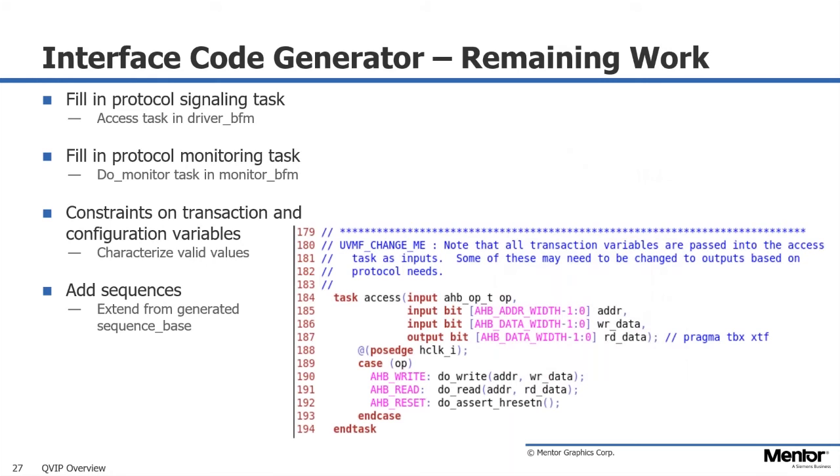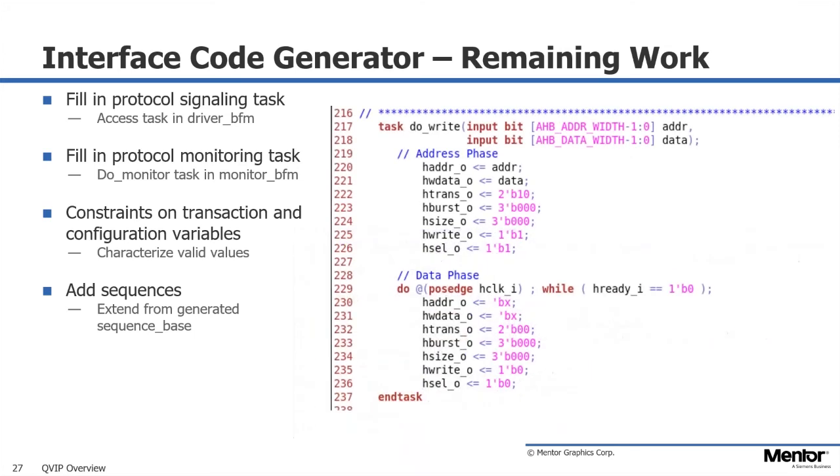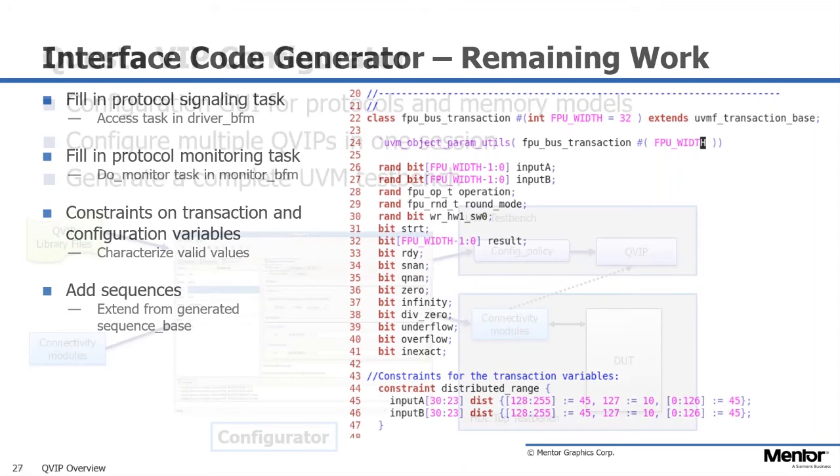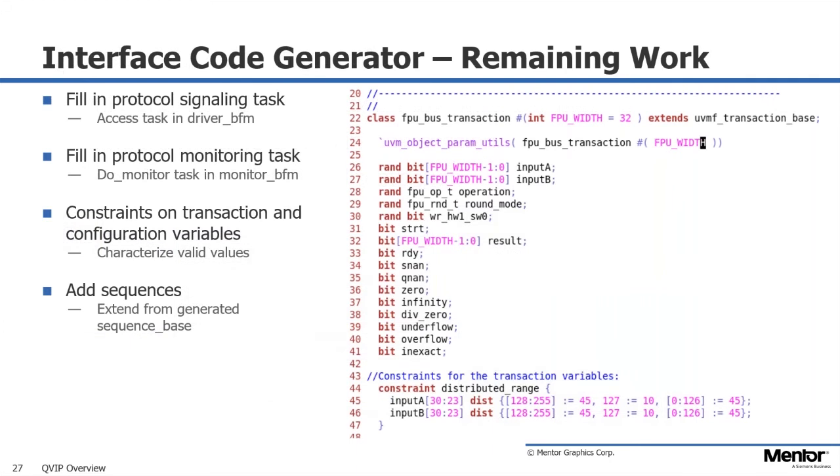So here's, say, the driver BFM. It puts in this generic access task, and I go into that and I replace that maybe with a do read and a do write task. And I fill in what the signaling is to do a write and what the signaling is to do a read. I do the same thing for the monitor, and then down here in the actual class, I've added a few constraints. So I need to put those constraints on just to shape the type of data that's going to be generated. And so that's creating my base environment.